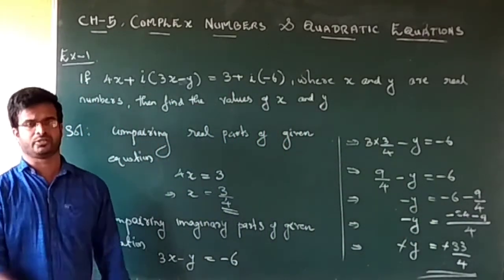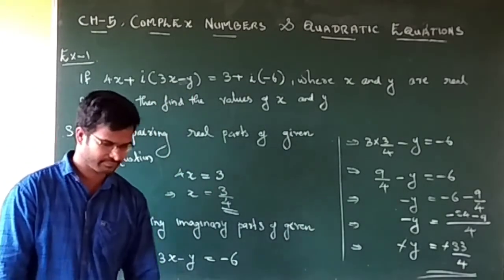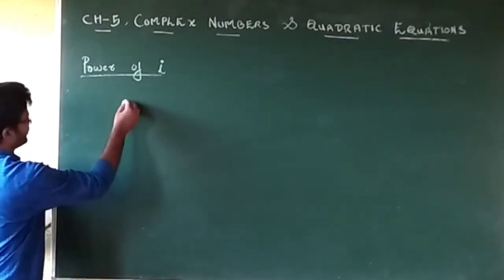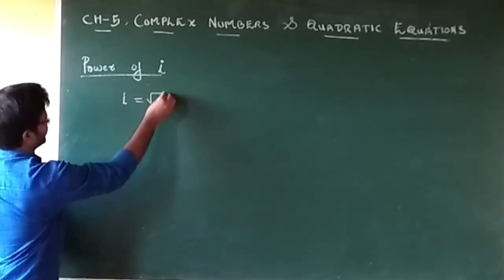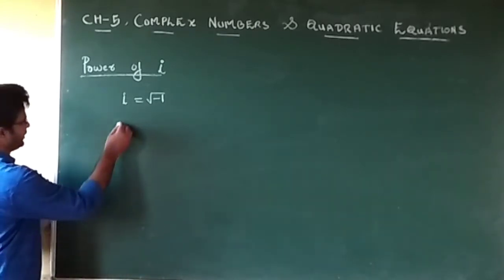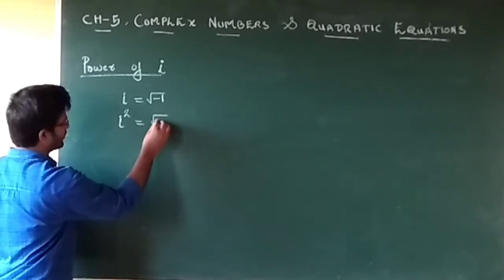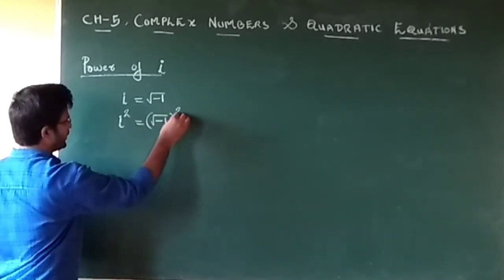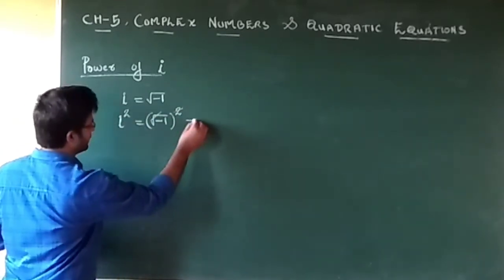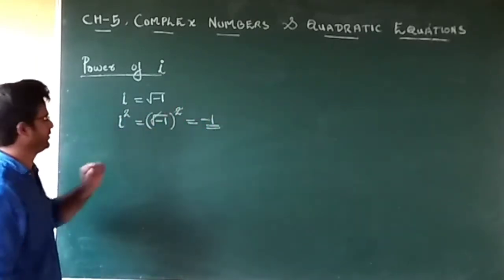Only one thing: you can equate both sides, real parts and imaginary parts. Write down in your notebooks, power of i. What is i? i means square root of minus 1. If you take the power of i, then i square, we can write as the square root of minus 1 whole square, isn't it? Then here the square and square root cancel, and you get the answer minus 1. Then i square is minus 1.